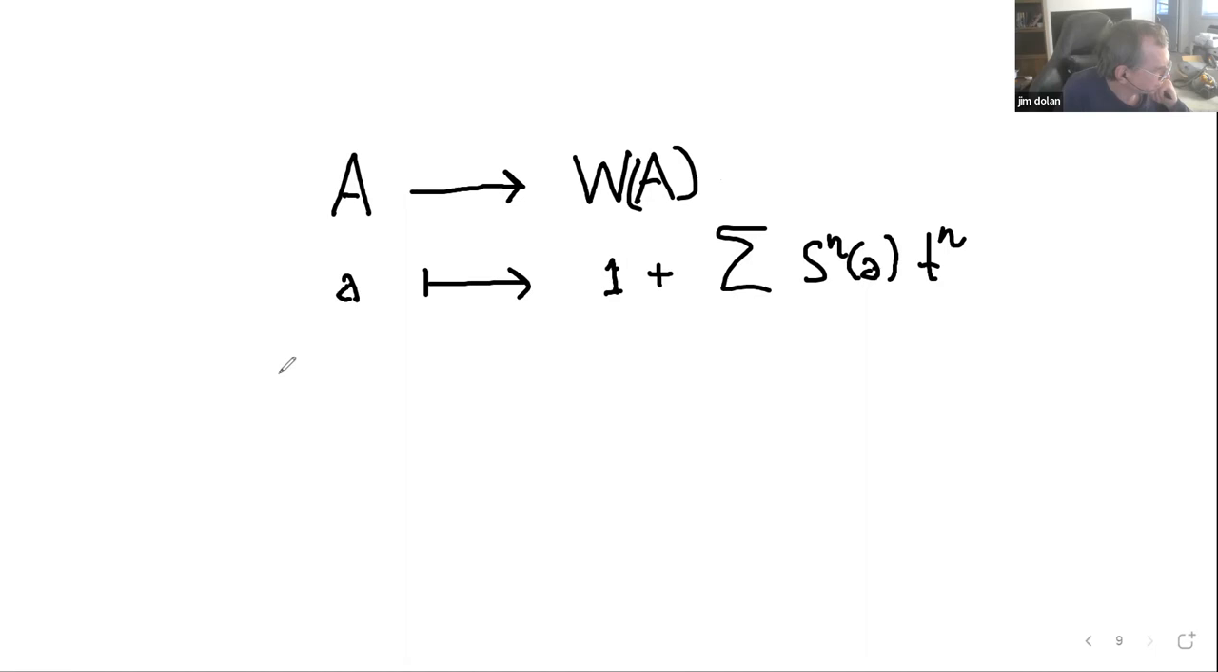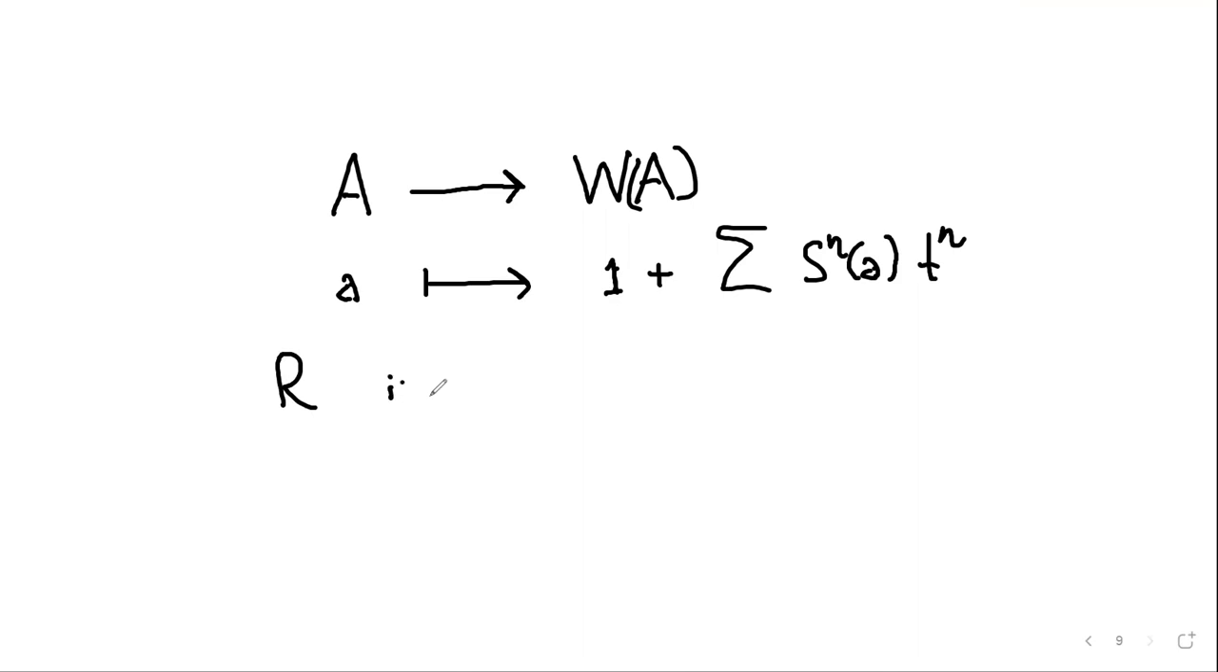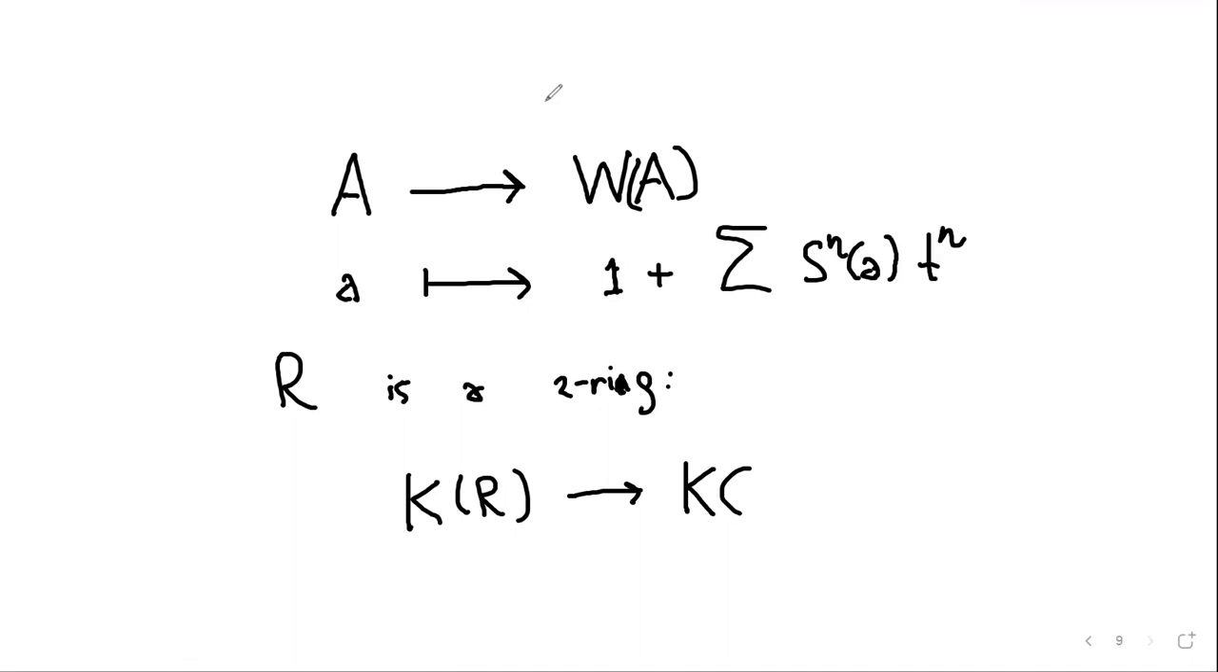So I'm saying that when R is a two rig, we get this nice thing which expresses how the Grothendieck group of R is a lambda ring. It's a map from the Grothendieck group of R to the big Witt ring of the Grothendieck group of R.